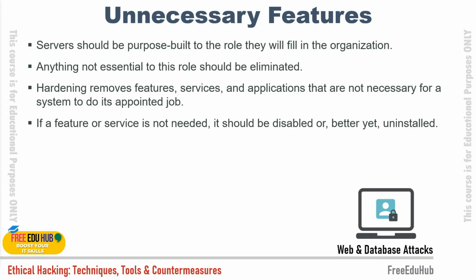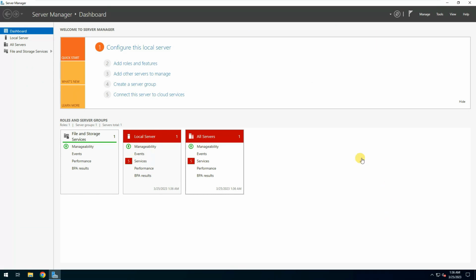Now the server should be purpose built for the role that it will fill in the organization. Anything not essential to this server should be eliminated, hardening or removing the features, services and applications that are not necessary for a system to do its appointed job. If a feature or a service is not needed, it should be disabled, or better, don't install it at all. Now as you can see, this is my Windows Server 2022, as we are talking about how unnecessary features should not be there.